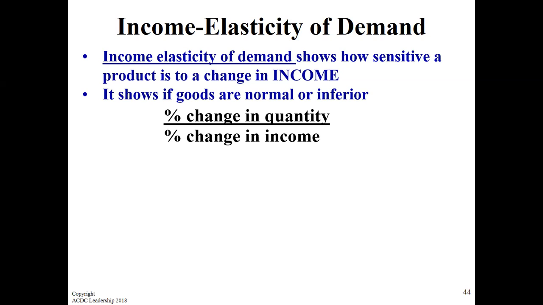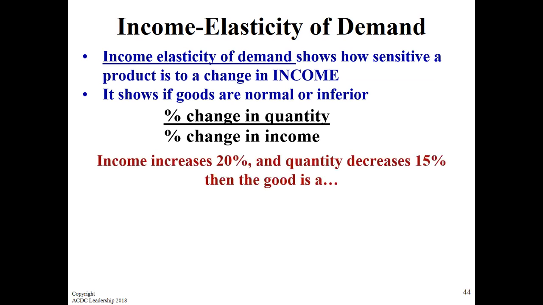Why? Well, if income goes up 10% and quantity goes up, let's say 20%, and it's a positive number, is that going to be a normal or inferior good? It's going to be normal, right? Because they're both going in the same direction. Okay. Great. Good.